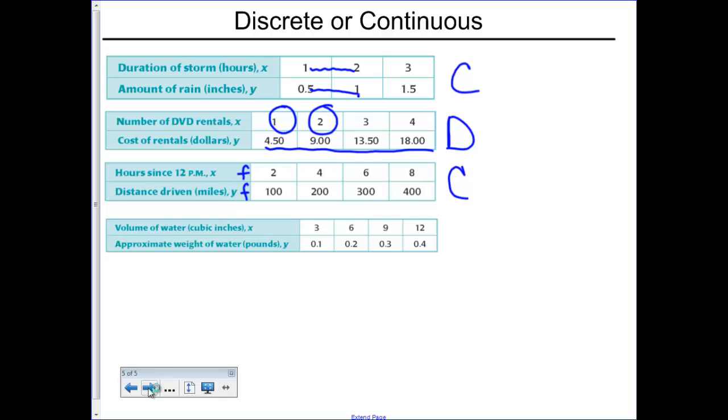Last one, volume of water, which is x in cubic inches, and the approximate weight. Well, I can measure water with any amount of volume, not just in whole integer values like 3, 6, 9, and 12. So I can do fractional values. And of course, the weight of it would vary directly with the fractional value of volume I'm measuring. So I would have another continuous graph.